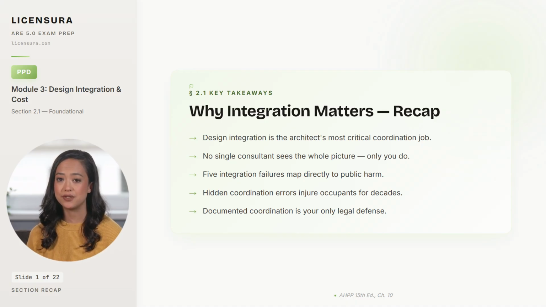5 specific integration failures map directly to public harm: uncoordinated systems, unintegrated envelope details, cost-driven life safety downgrades, missed energy targets, and ignored constructability. Hidden integration errors are the ones that injure occupants over time through leaks, system failures, and reduced safety margins. And documented coordination is the only coordination that exists from a legal and exam perspective. If it is not in a log, an RFI, or a clash report, it did not happen.